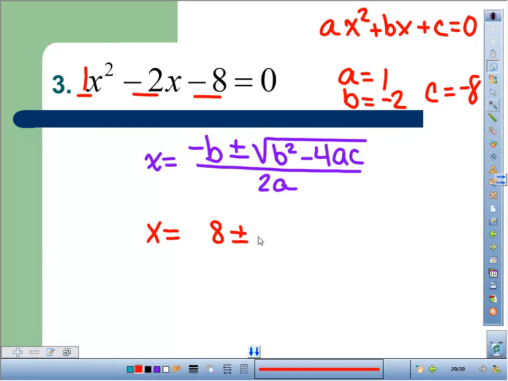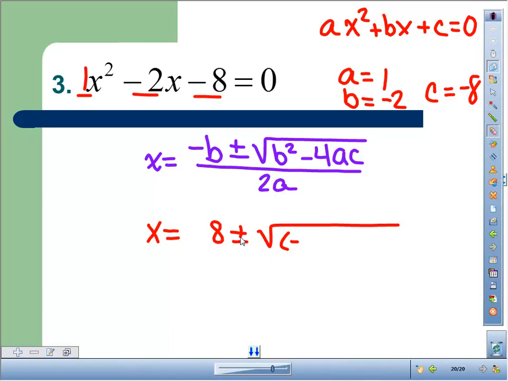So we have 8 plus or minus b squared, b is negative 8. Oh, okay. b is negative 2. The opposite of negative 2 is positive 2. Thank you. Sorry, I screwed up and called him by the wrong name.